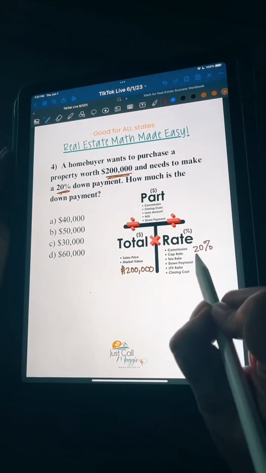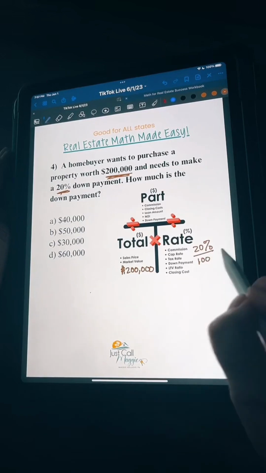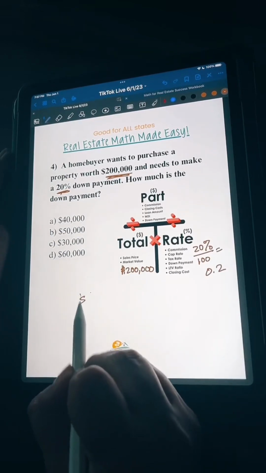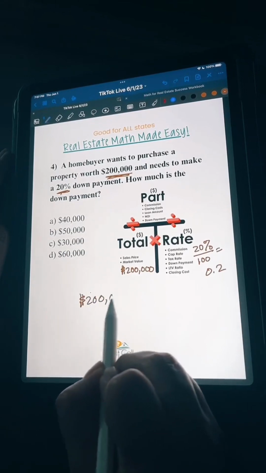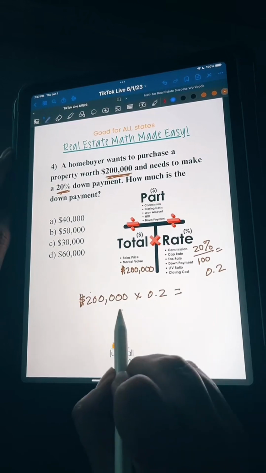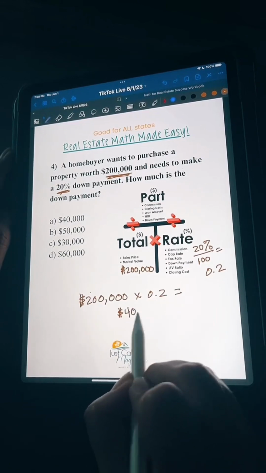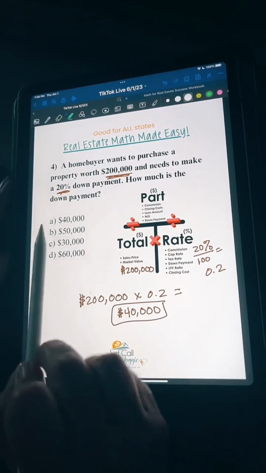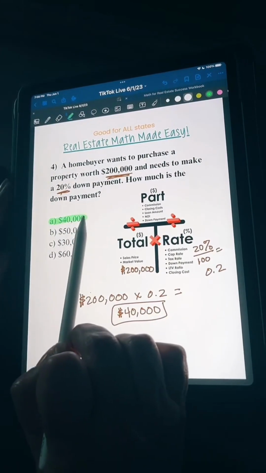All right. Now we have to change it to a decimal. Divide by 100. That equals 0.2. So now 200,000 times 0.2 equals $40,000. Too easy, you guys. Too easy. You guys are doing great here. So my answer is A.